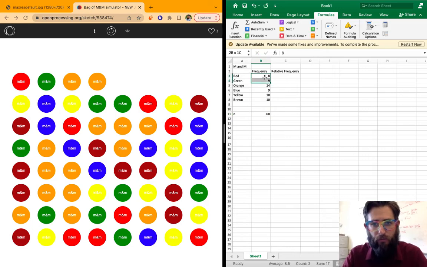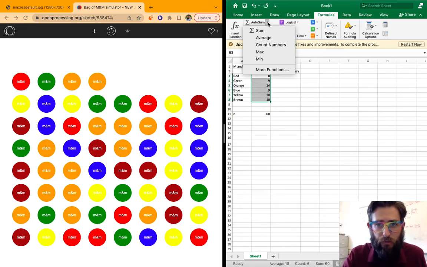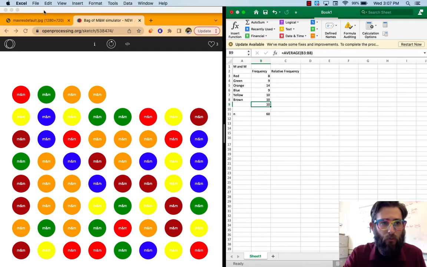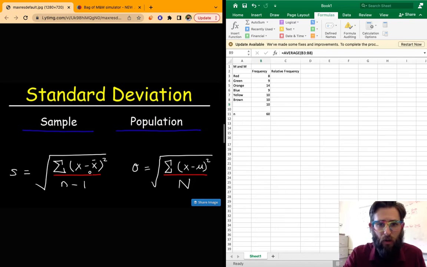And then if we wanted to find the mean, we could do that right here by clicking AutoSum, average. So in this case, the mean, or if we go back to our equation, X bar, is going to be equal to 10.